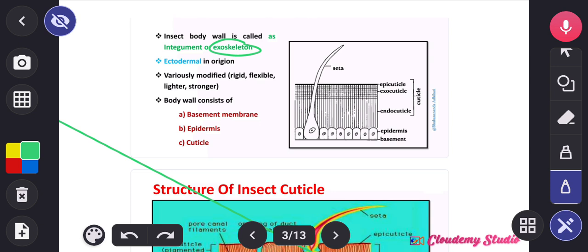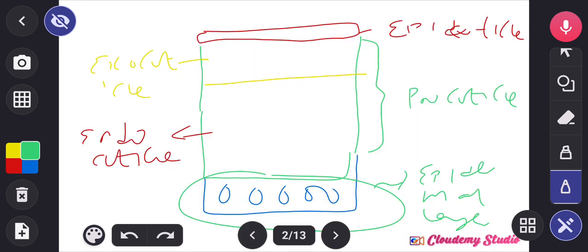And I already mentioned that the body wall consists of the basement membrane, the epidermis, and the cuticle. So the cuticle sits on the epidermis, or the basement membrane, which is the structure that I actually tried to explain here. Can you see that when I'm talking about the insect cuticle, I'm referring to the arthropoda cuticle itself, because I want to use insect as our case study, as our representative member of the phylum Arthropoda.